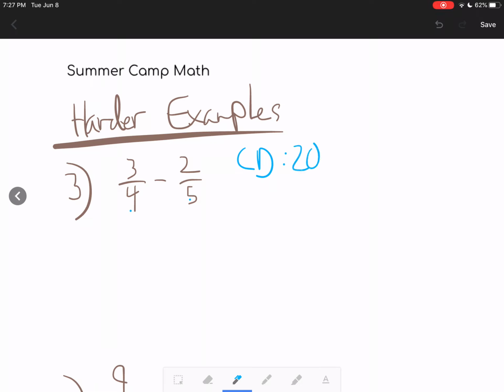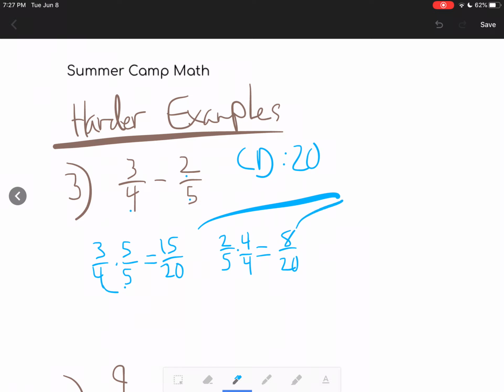So the next thing I need to do is take my 3/4 and turn that into 20. The way that works is I'm going to times it by 5/5, because 5 times 4 is 20. And then 5 times 3 will give me 15/20. Then over here, I'm going to do the same thing: 2/5, times that by, in this case, 4/4, which is going to give me 8/20.